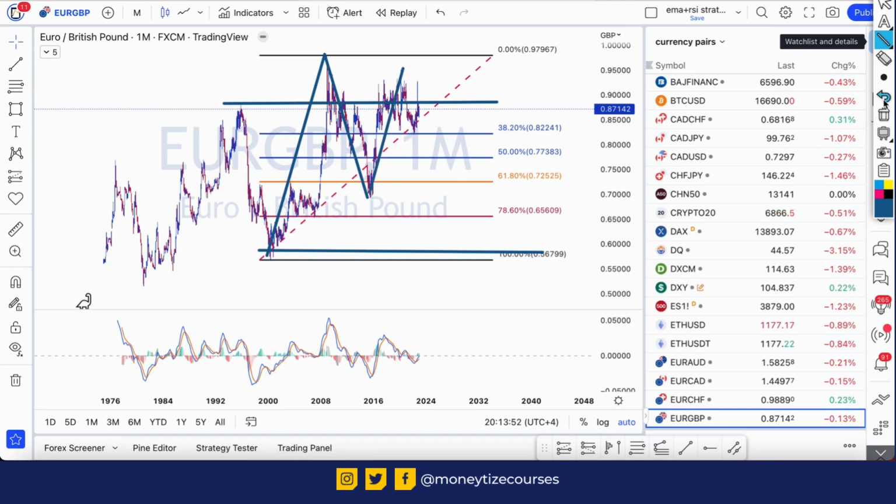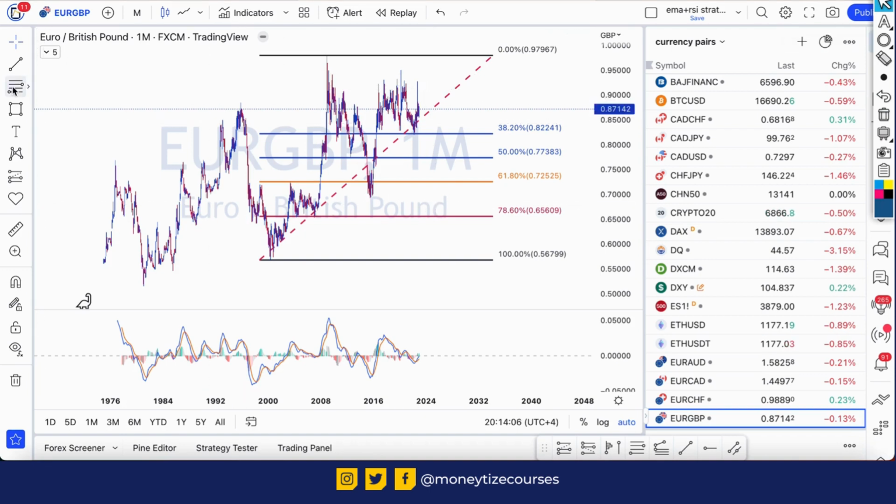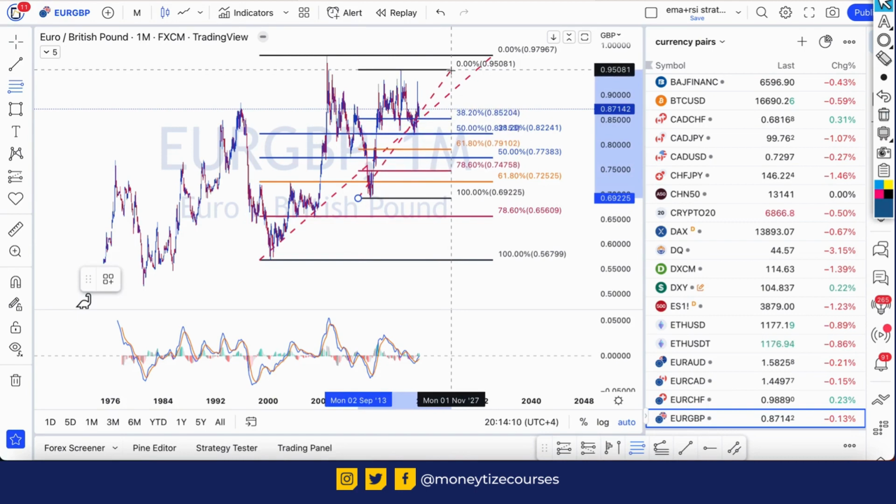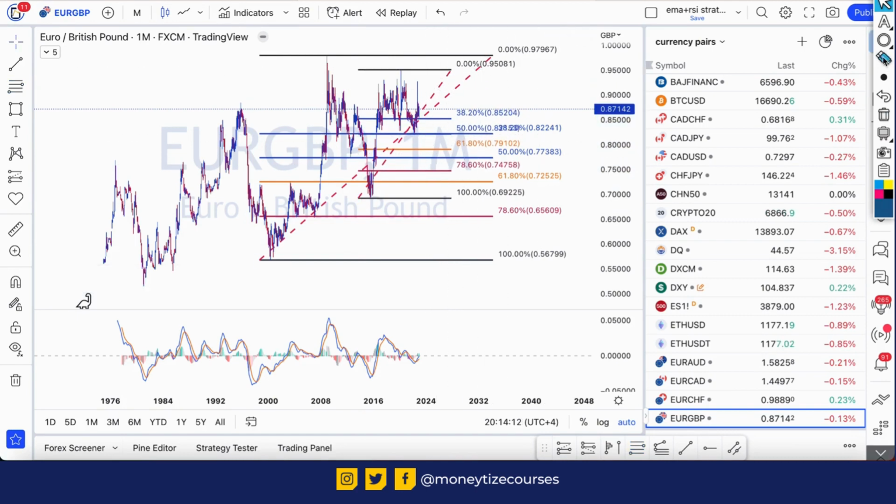started moving up. Now the new Fib has to be applied from this leg, from this base to this area. So let's apply the second Fib here, starting from this base to this area. Okay, now the duplication support zone is coming here. A very solid support around 0.8224.